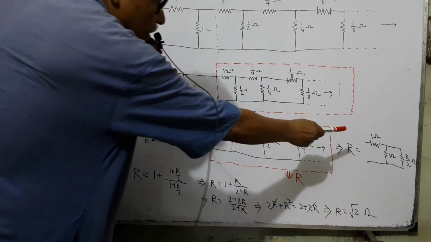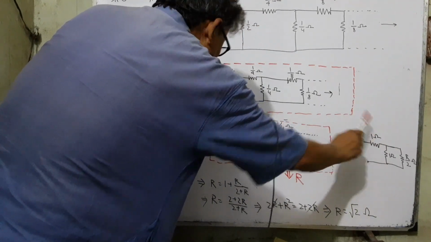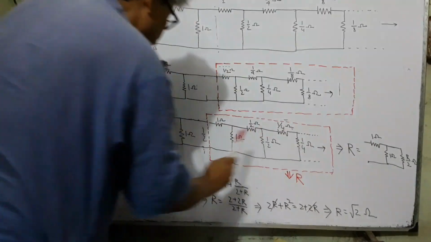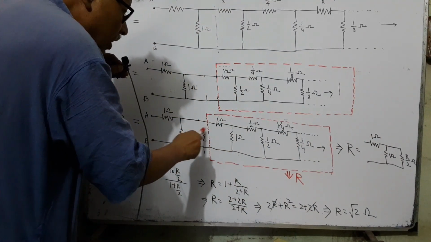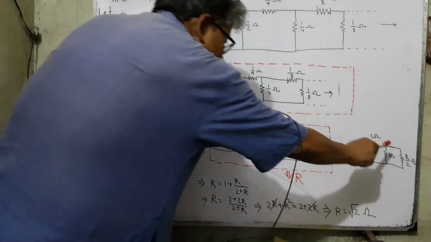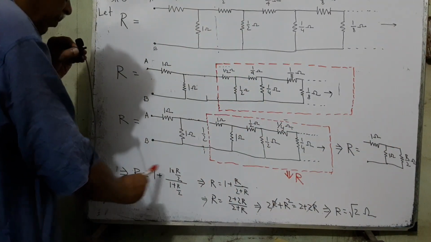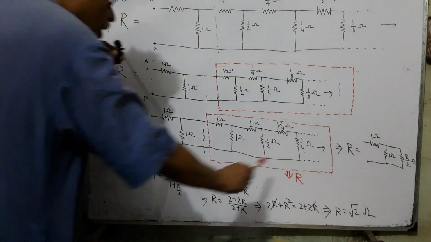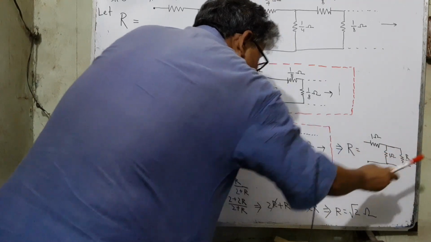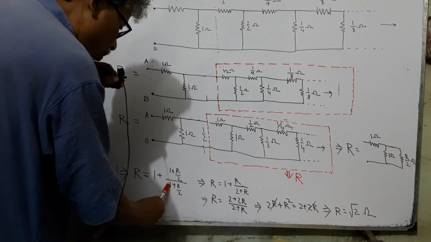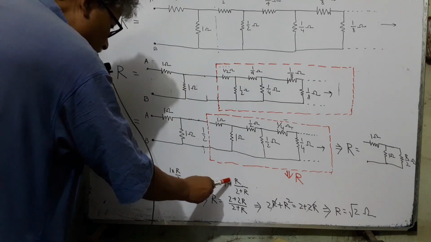The series I have written is 1, 1, and R, which becomes R by 2. So this is 1 ohm, this is 1 ohm, and it is in parallel with this, and it will be R by 2. Now we are computing this. So this is R, in series with 1 ohm. These two are a parallel combination, so the equivalent of these resistances is 1 into R by 2 by 1 plus R by 2. So this will be R equal to 1 plus R.